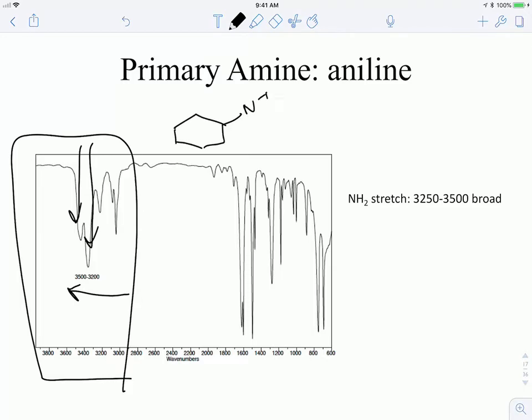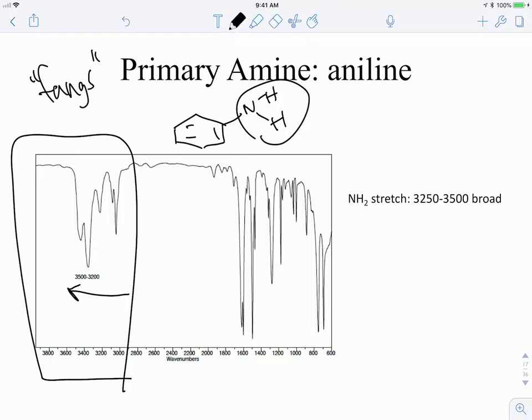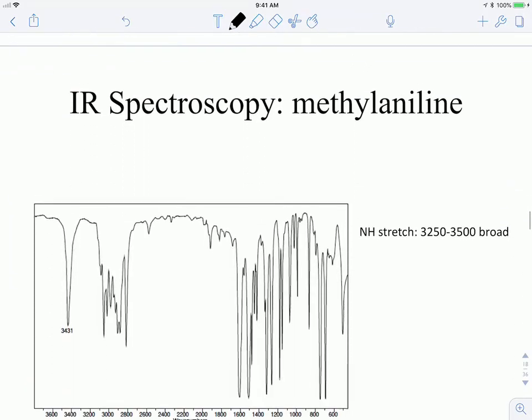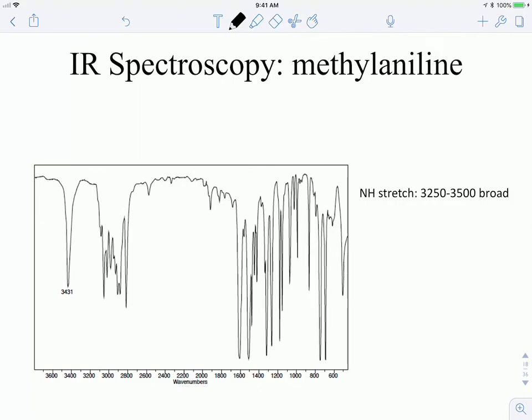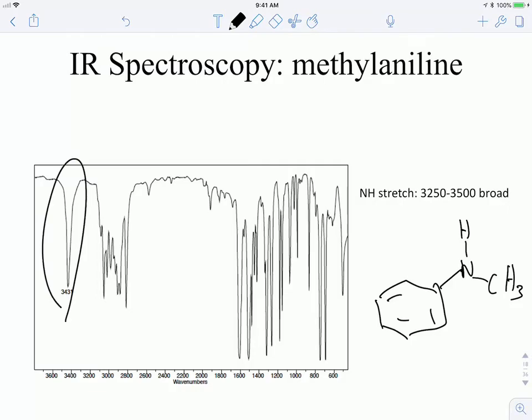Aniline looks like this. It's a primary amine, and there's two NH bonds. This shows up as vampire fangs. And that's sort of the characteristic, let me erase this so you can see that. That's the characteristic way to identify a primary amine, with the vampire fangs. Whereas if you had a secondary amine like methylaniline, now you only have one NH bond. So you only have one sharp peak here from the single NH.